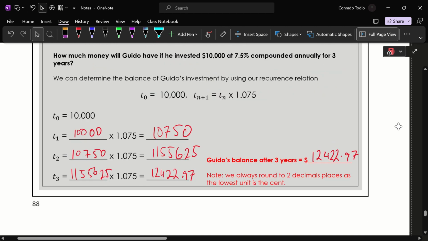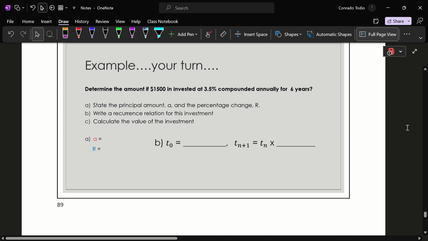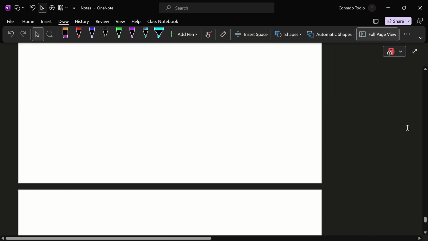Any questions with that? That's not too hard, yeah? It's just compound interest again. You're just multiplying by the same number. All right. There's that one, and then there's this one, and then I think we've got a couple more examples, and that's it.